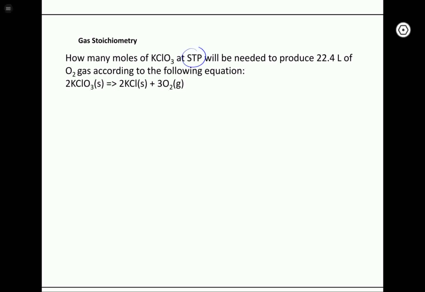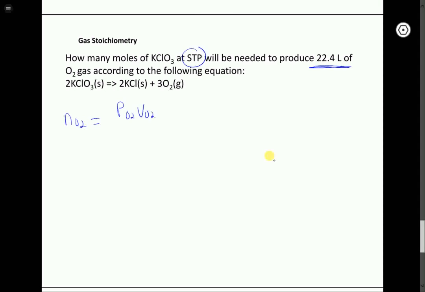Alright, so this is another, again, combined ideal gas stoichiometry problem. So we're looking for the moles of KClO3. So if we're making 22.4 liters of O2, we can find the moles of O2 from that. So we're going to use PV equals nRT. Call it n just to keep consistent with the ideal gas nomenclature. So we need the pressure of O2 times volume of O2 over RT. So we're at STP once again, so that means our pressure is going to be 1 atmosphere. Our temperature is 273 Kelvin. So we're not told specifically what those are, but that's what STP means.